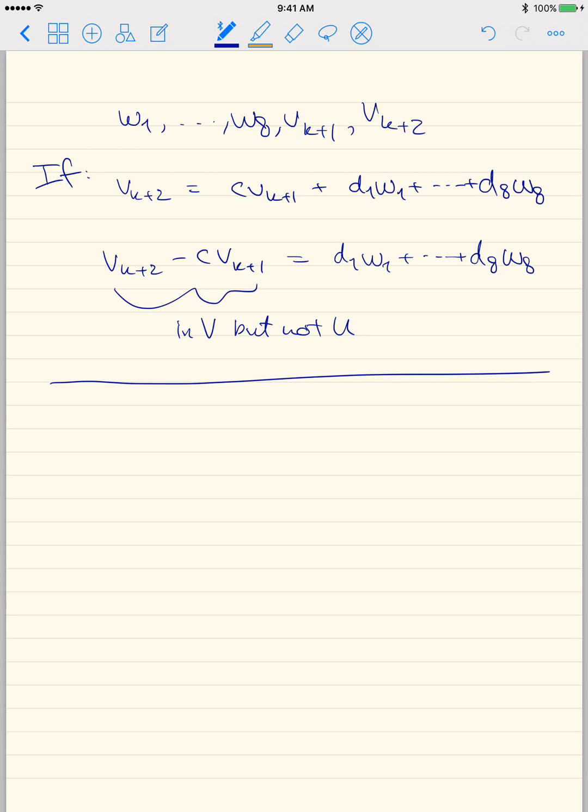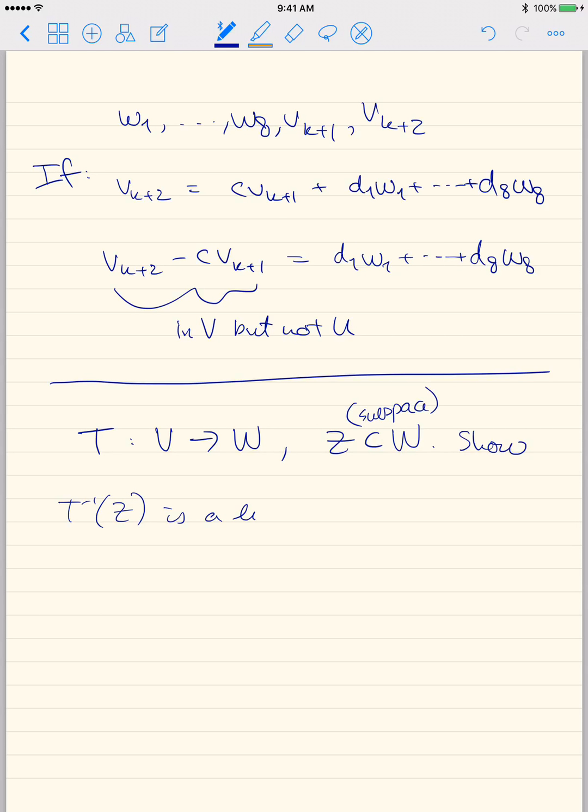Oh, right. So suppose that T is a linear transformation from V to W, and that Z is a subspace of W. Show that T inverse of Z, the set of vectors in V that map to some vector in Z, is a linear subspace.